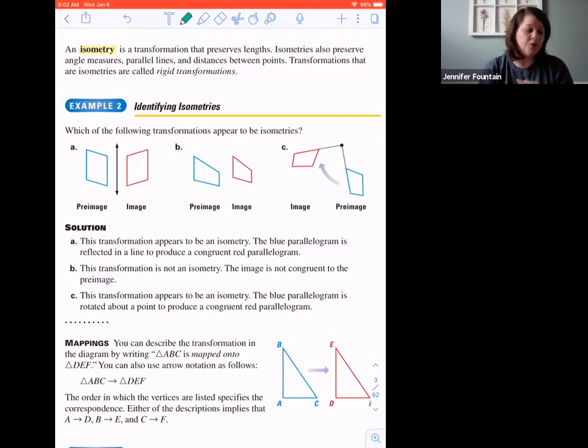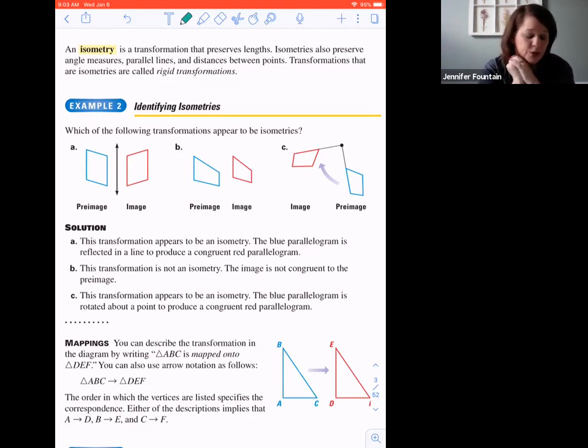So if we look at letter A, we have a pre-image and the image, and we can see that they appear to be the exact same length for each side. So it does appear to be an isometry, and it says the blue parallelogram is reflected in a line to produce a congruent red parallelogram. Letter B, we have the blue pre-image and then the red image. Now, these do appear to be the same shape, but they do not appear to be the same size. So that means the lengths of each side are different. So this is not an isometry because it's not congruent, because the lengths of my sides do not appear to be exactly the same.